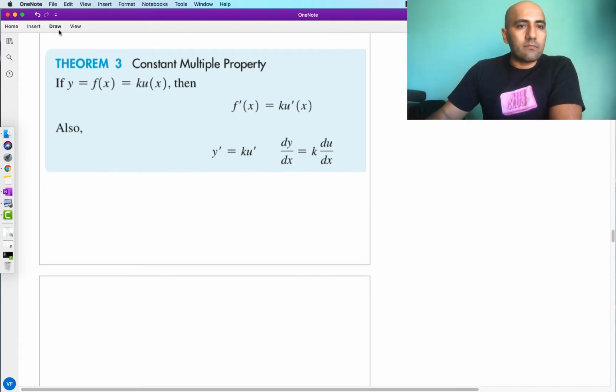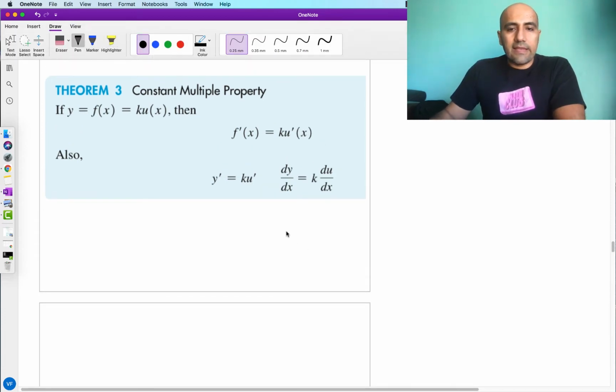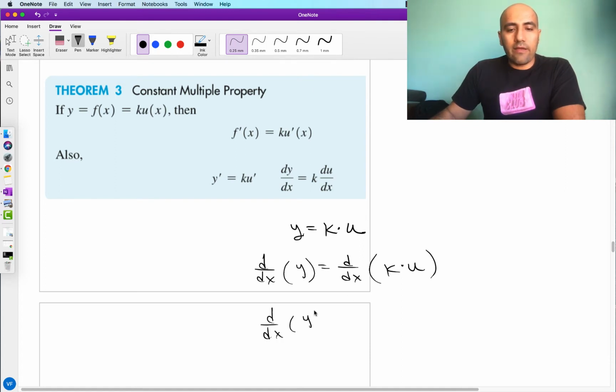One more way to represent the same thing could be to say that if we have y equal to k times the u function, right? So this is the function y is equal to k times the function u. Then we can say d dx of y is equal to d dx of k times u. And then we can pull that out in front and say that d dx of the y function is equal to k times d dx of the u function. Good. And so this simplifies into that. So this could just be dy dx is equal to k times du dx.